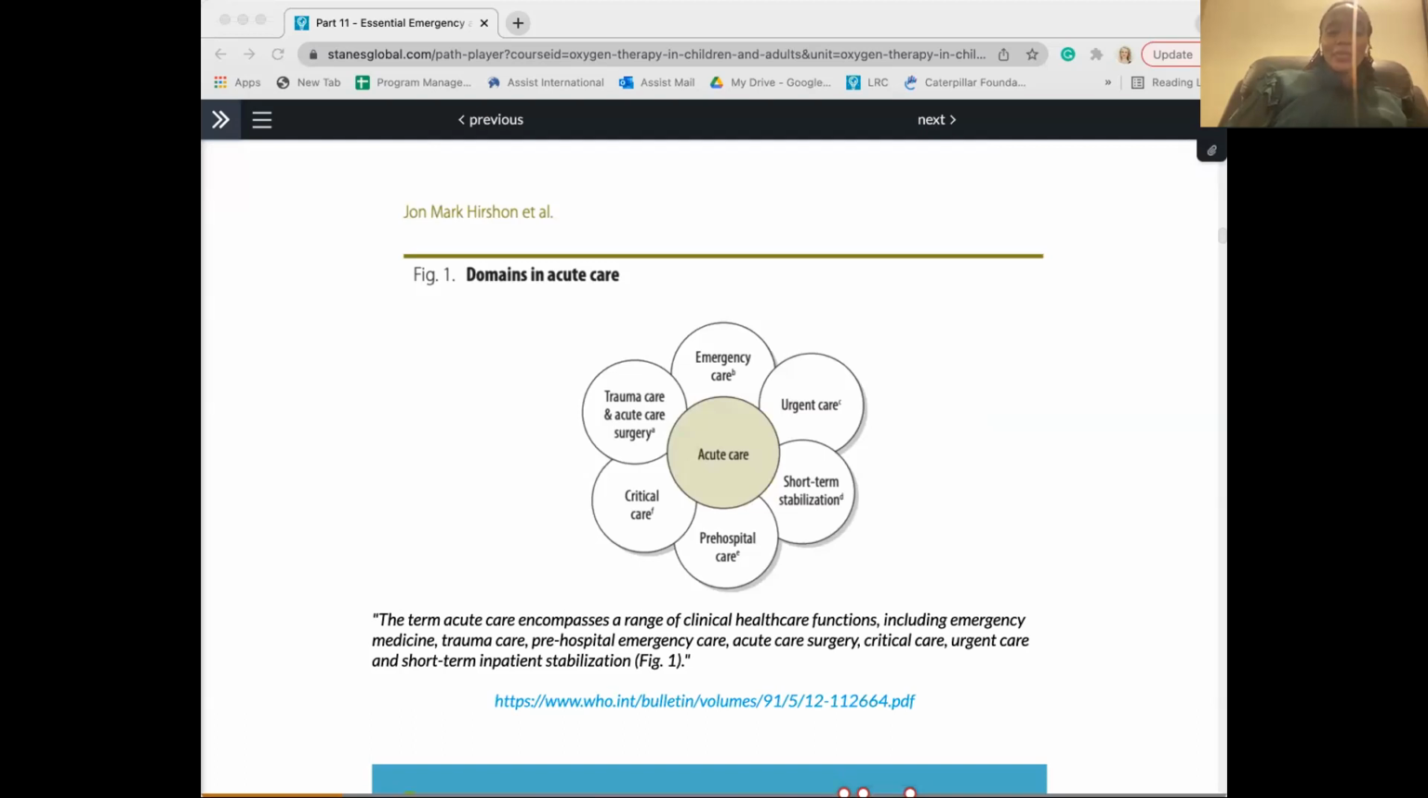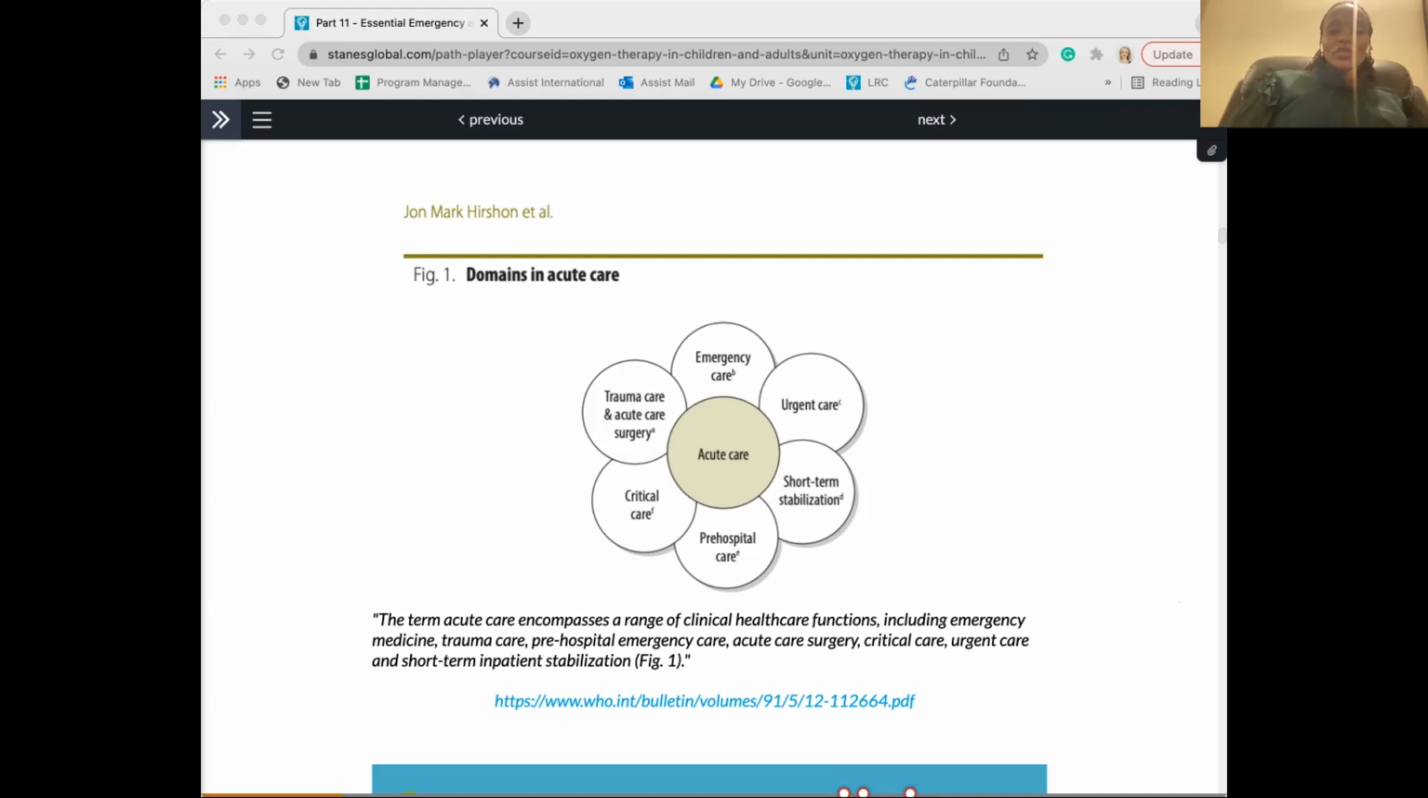Acute care can happen in the ward, could be the surgical ward, could be in the emergency department, and could also be in a patient who has been in the ICU. Probably the patient had improved and then has now tipped over, and you need to act and offer acute care. So the term acute care encompasses a range of clinical healthcare functions, including emergency medicine, trauma care, pre-hospital emergency care, acute care surgery, critical care, urgent care, and short-term inpatient stabilization.